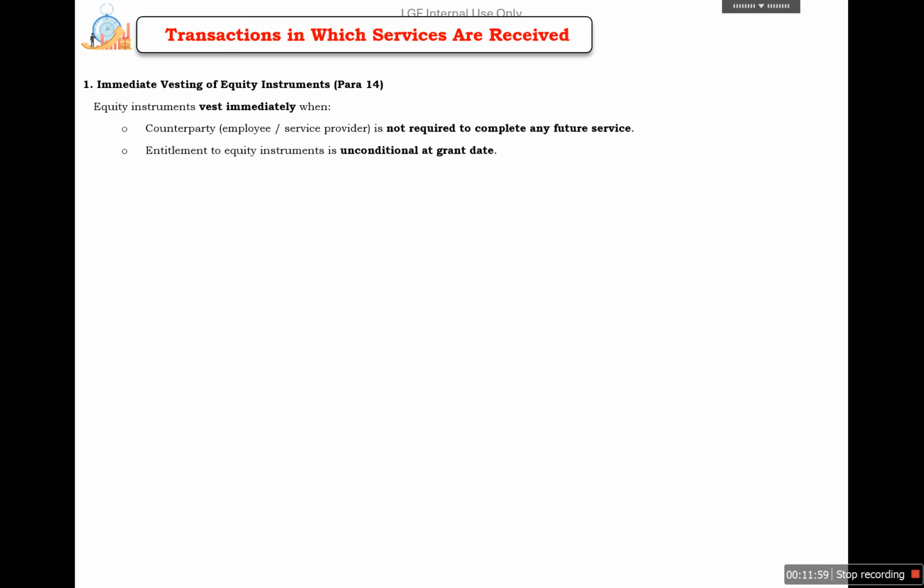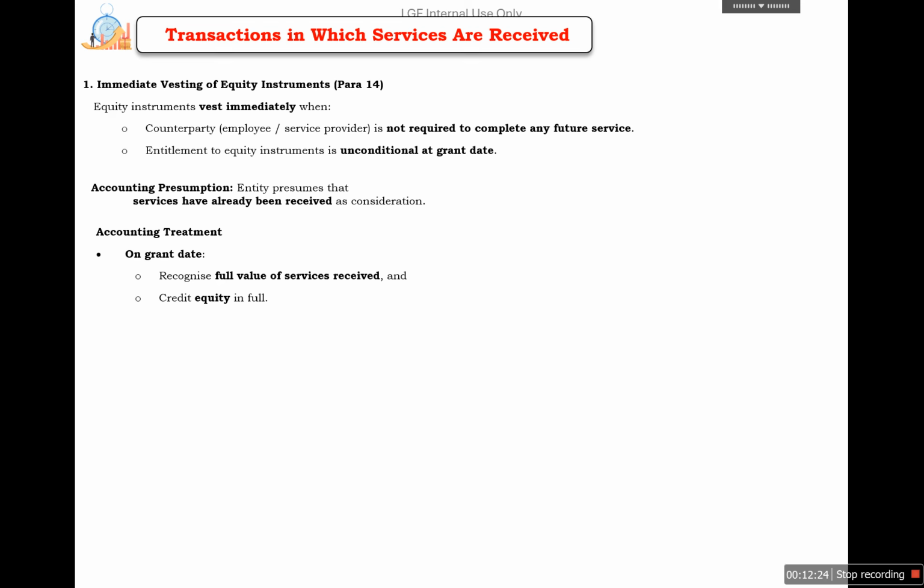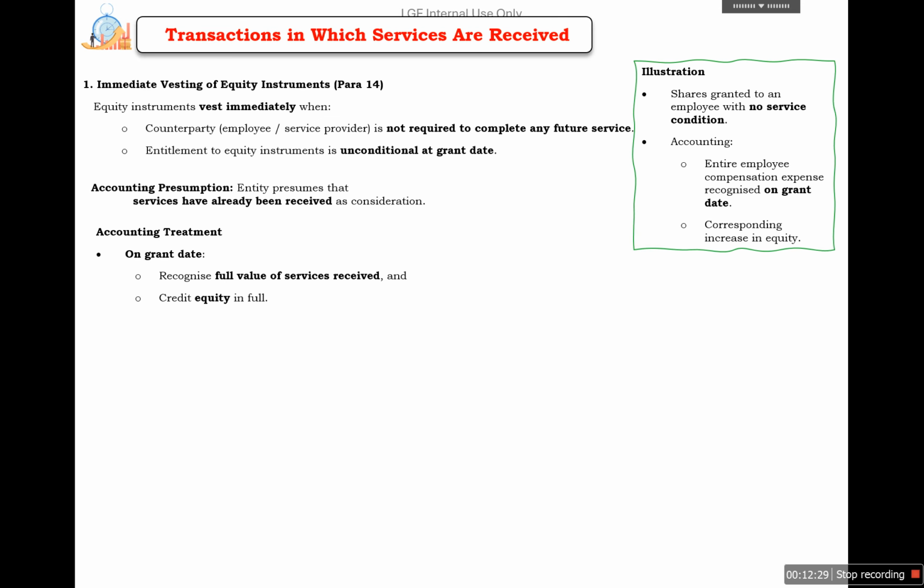Equity instruments vest immediately when the counterparty is not required to complete any future services, or the entitlement to the equity instrument is unconditional at the grant date. So in this case, accounting presumes that the entity has already received the services, and on the grant date, we need to recognize the full value of the services received and credit equity in full. For example, shares granted to an employee with no service condition.